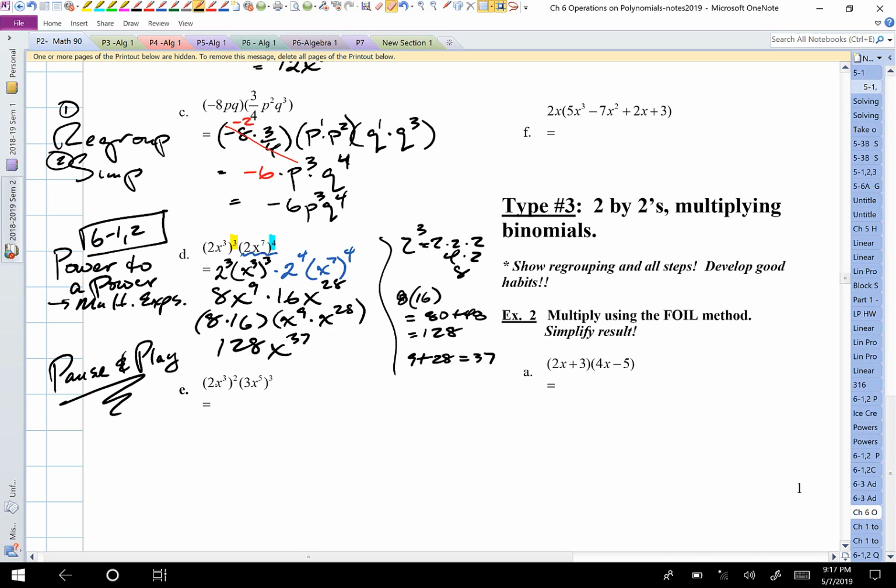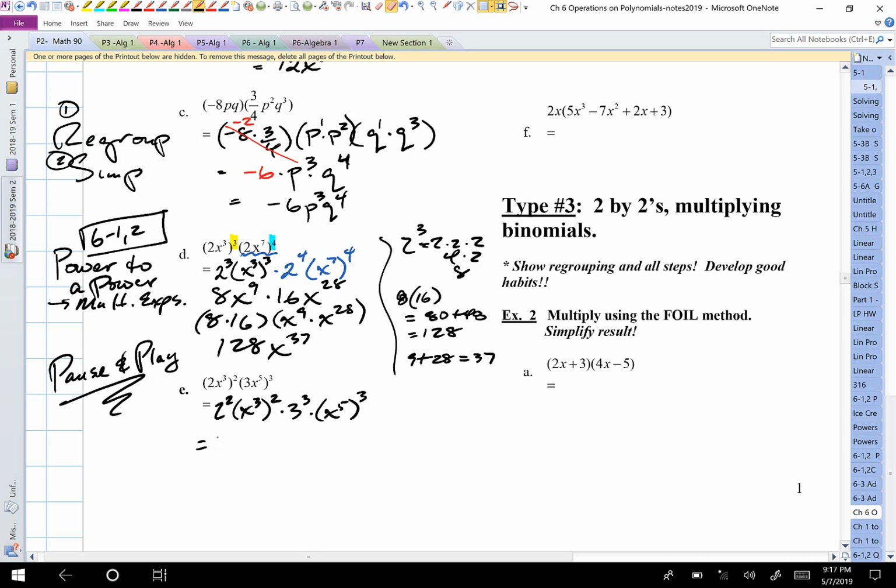Okay, let's check your work. You got to take 2 and square it. You got to take x cubed, and square it. That's your first group. And now in the 3x to the 5th, you got to cube everything. So times 3 cubed times x to the 5th cubed.